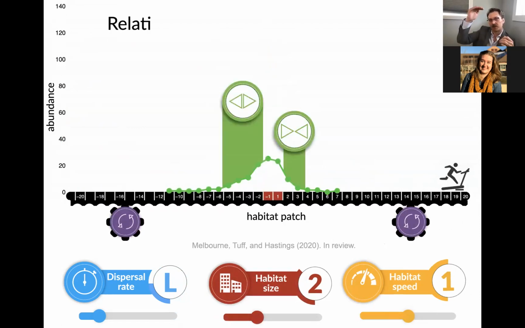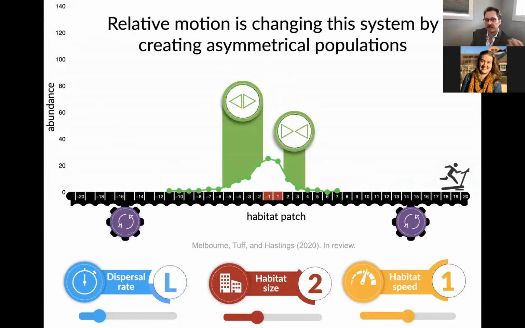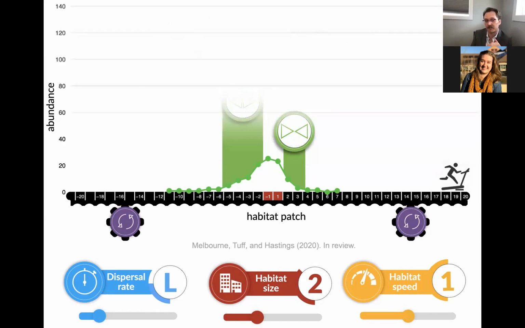The whole mode of the population drops down. So we see fewer individuals in the good habitat. We compress on the front, so we're not blasting out quite as far on one side, and we're trailing out farther on the other side. So this whole asymmetry develops in the system, and the overall abundance goes down.